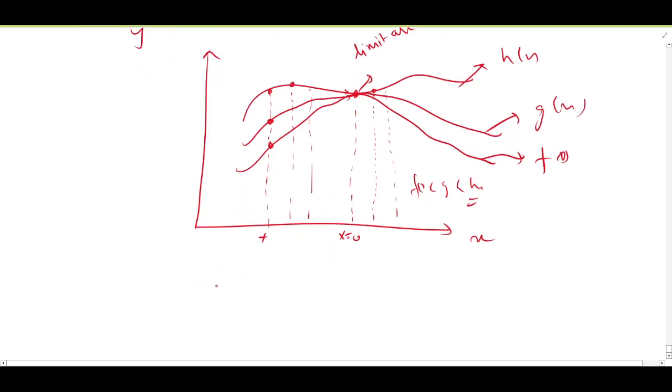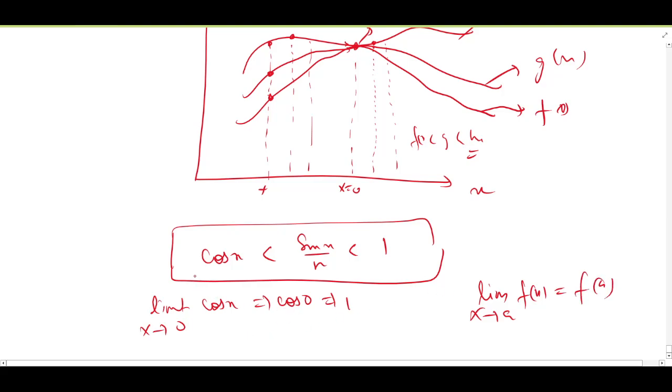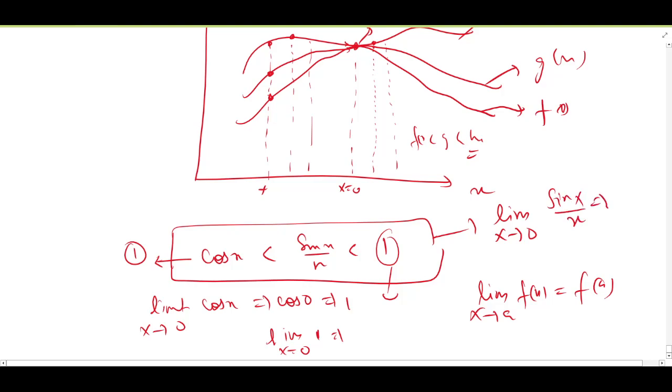So this defines one important inequality, that is cos x is less than sin x divided by x and is less than 1. So when x approaches 0, cos x is equal to cos 0 from the definition of a limit, that is limit x tends to a f of x should be equal to f of a. So we say the value near x equal to 0 is 1. Similarly, the limit of the function 1 when x tends to 0 is equal to 1. So we can say limit x tends to 0 sin x by x is equal to 1 by sandwich theorem.